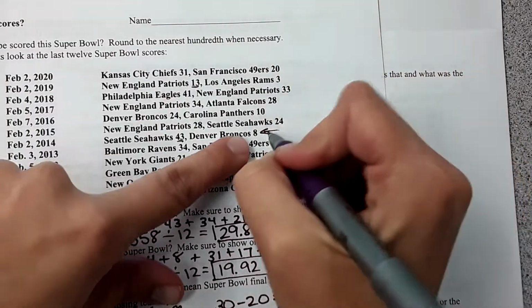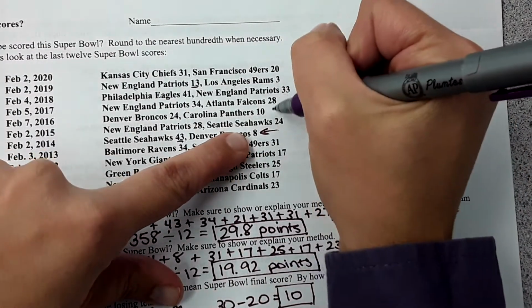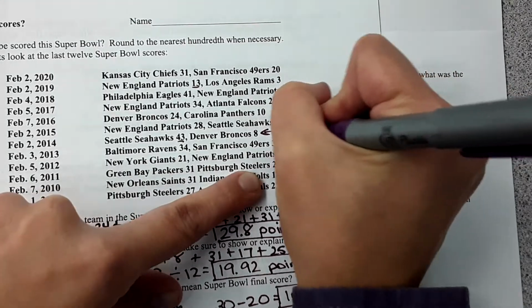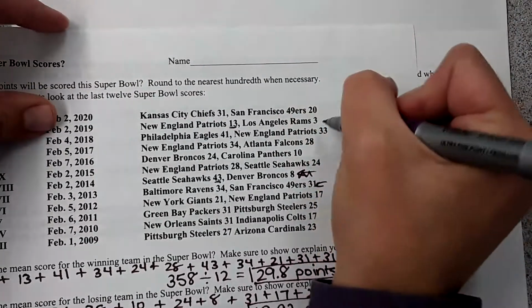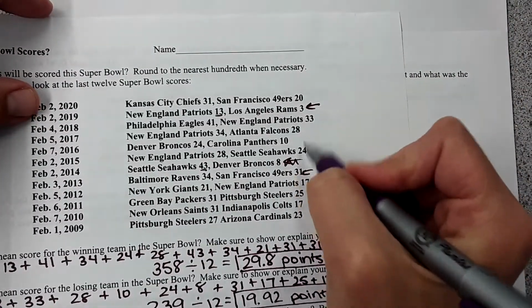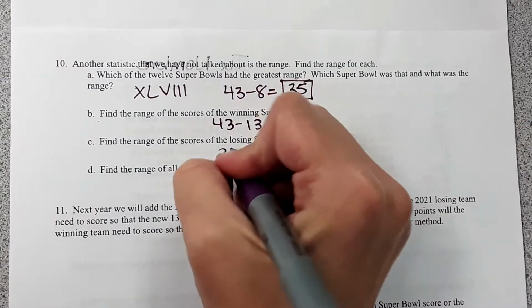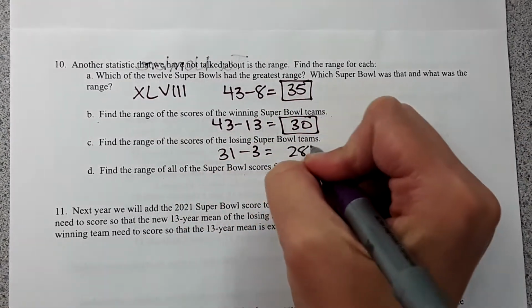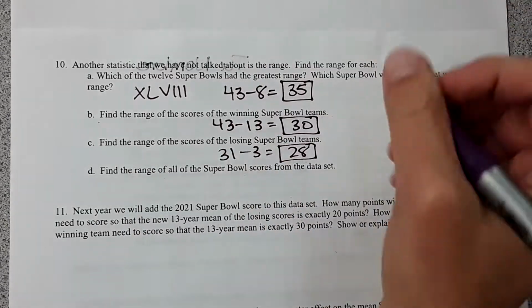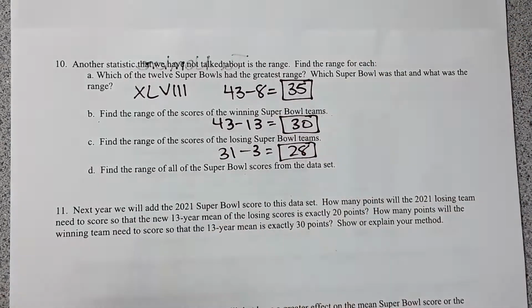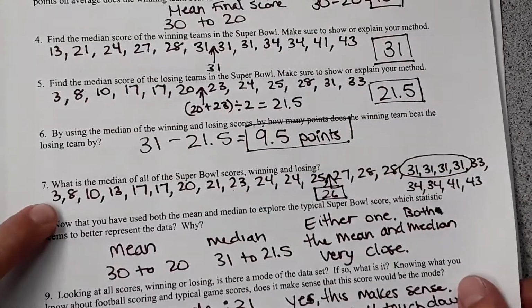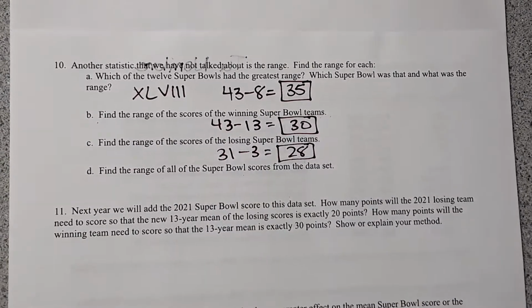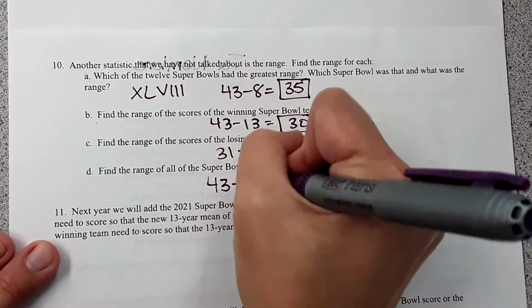And the range of the scores of the losing Super Bowl team. So we're looking for the lowest and the highest score of the losing team. It's like 31 and 8. 31 and 3. That's the lowest score and then the highest score from the losing team. 31 minus 3 equals 28. Find the range of all the Super Bowl scores from the data set. We actually lined up all the numbers right here. Our highest score is 43, our lowest is 3. So over here, we can take 43, subtract 3, and we get 40.